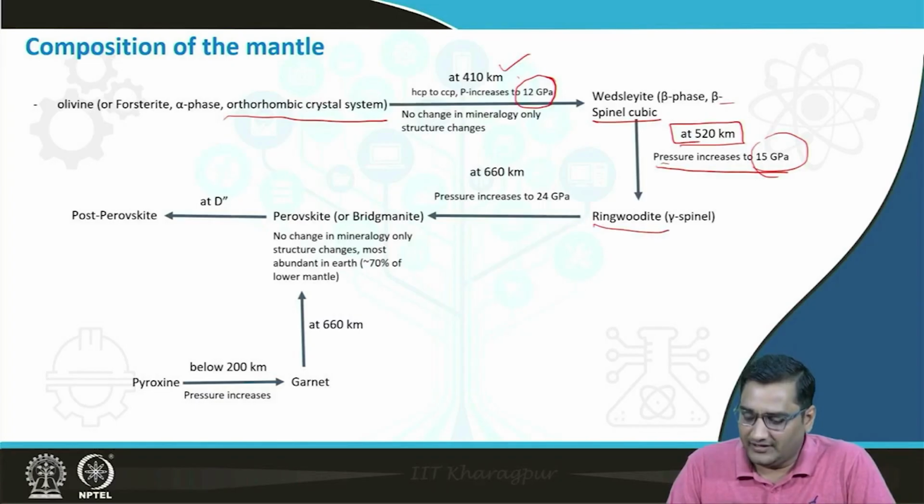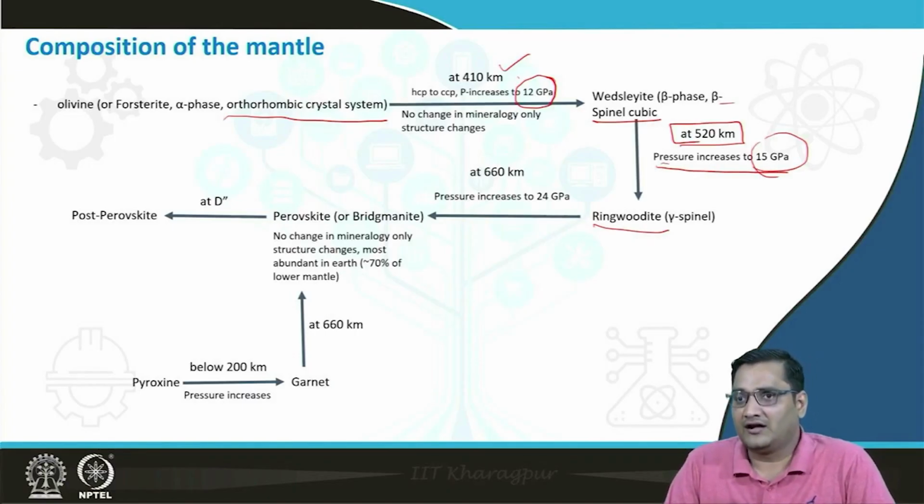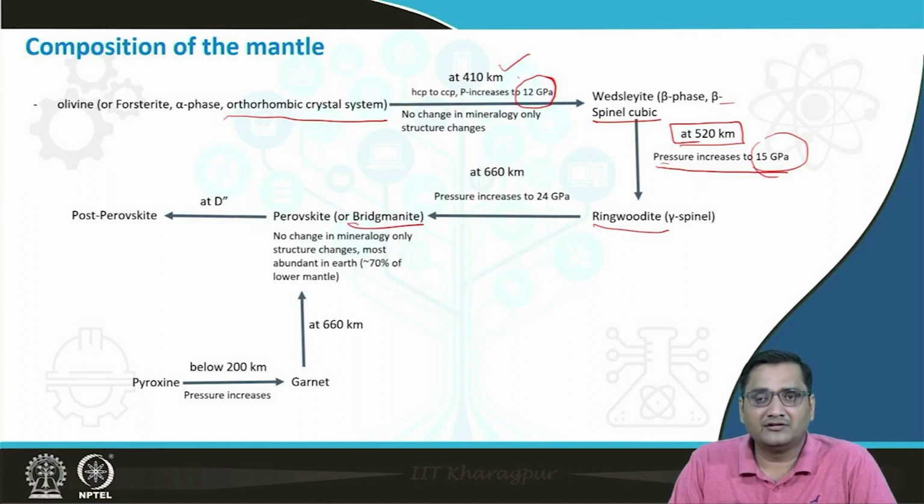Then if you increase the pressure further as you go deeper, to a depth of around the 660 kilometer discontinuity, the pressure increases to 24 gigapascal, and at this discontinuity the ringwoodite, or gamma spinel, changes to perovskite, which is also known as bridgmanite. Here also there is no change in the composition, only the structure changes, and it is the most abundant mineral in the lower mantle, and relatively in the Earth as well, around 70% of the lower mantle.